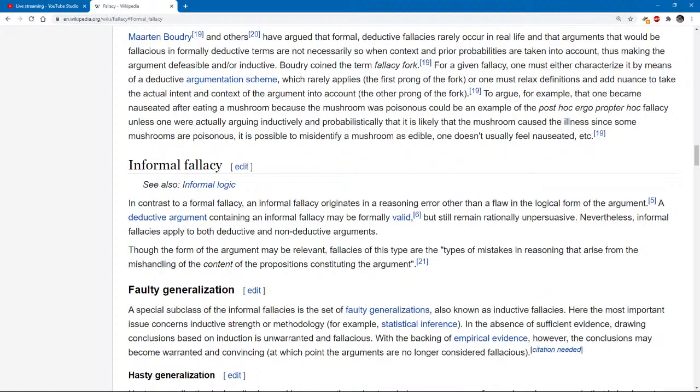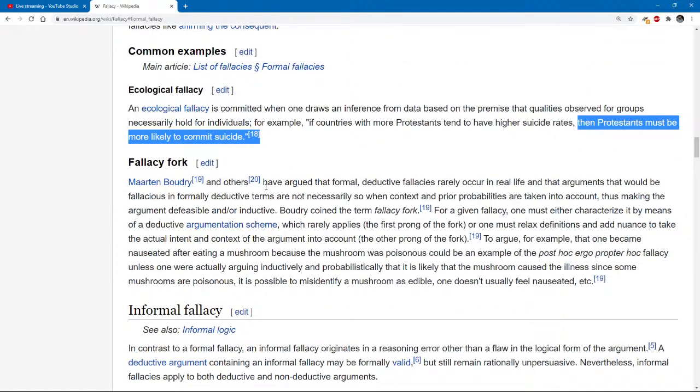We can get into it now. So there is a fault in reasoning there, right? To me, the implication on causality, because they're saying Protestants must be more likely to commit suicide. Well, where's the connection? Just because this exists doesn't mean there's a connection. To me, it's causality. Just because they have more Protestants doesn't mean that they're the ones committing suicide. That's a stretch to me.